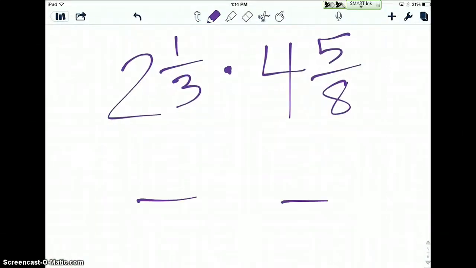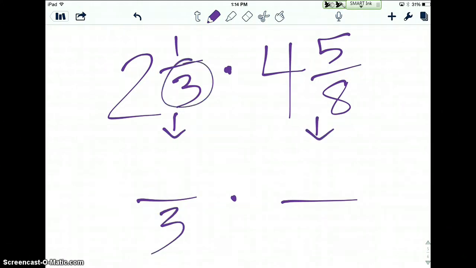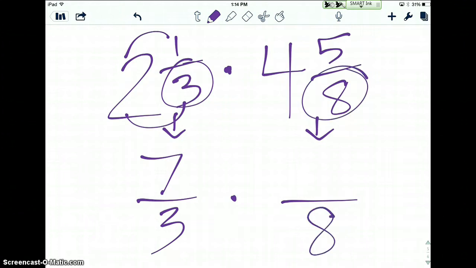All right, so here we go. Enough with the pictures. So I convert them right to improper fractions. This has a denominator of 3. If I multiply and then add, I am at 7. Hopefully you're getting really good at that. This one, denominator of 8, I'm going to shortcut it. 8 times 4 is 32, plus 5 is 37.